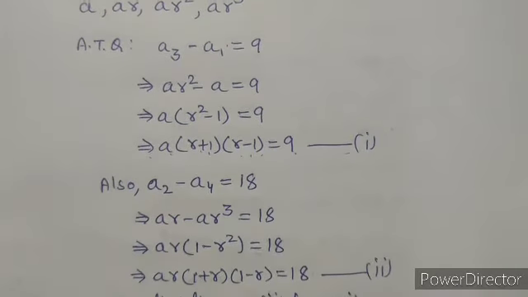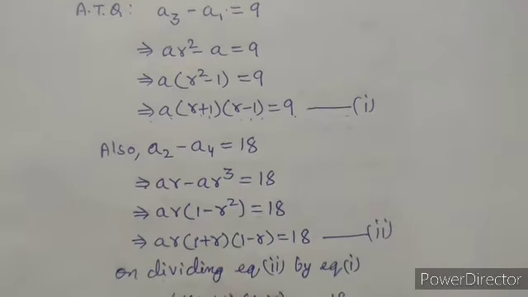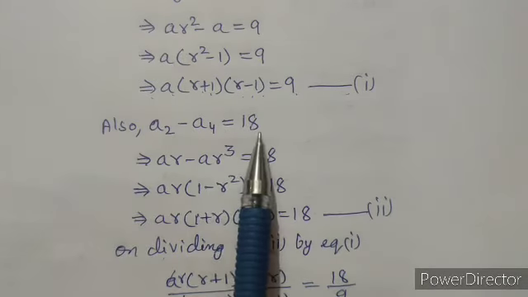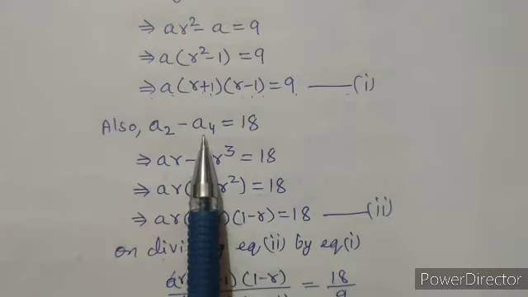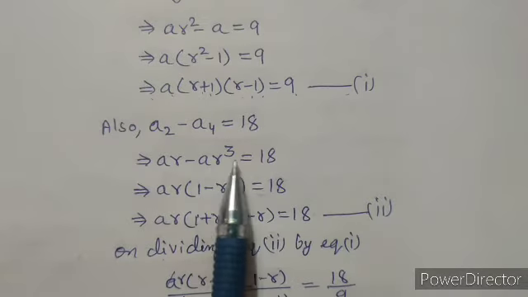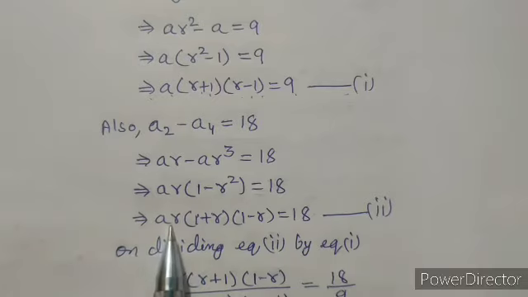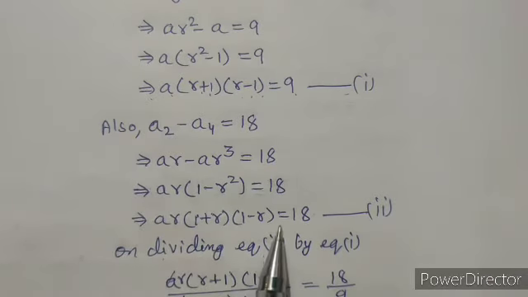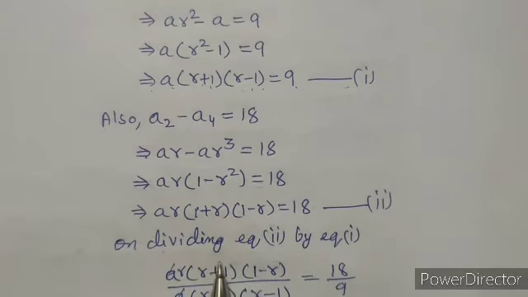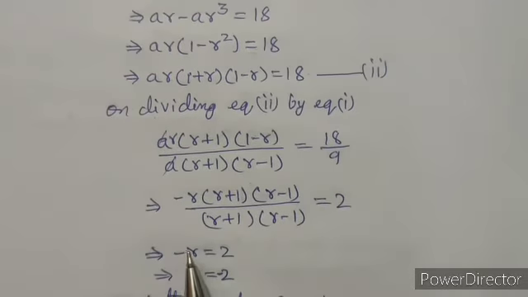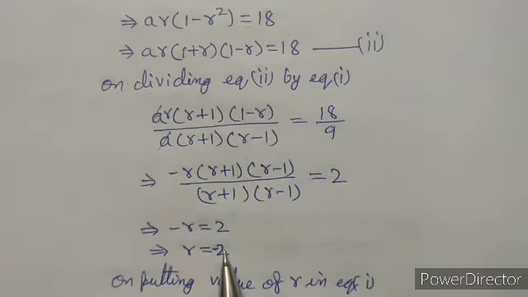Now also, the second term is greater than the fourth term by 18. So A2 minus A4 is 18. Here A2 was AR and A4 was AR cube, and that is equal to 18. And that will give us AR into (1 minus R) into (1 plus R) equal to 18. And this is our equation second. Now on dividing equation second by equation first, we will get the value of R as minus 2.